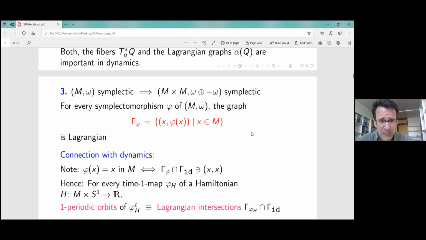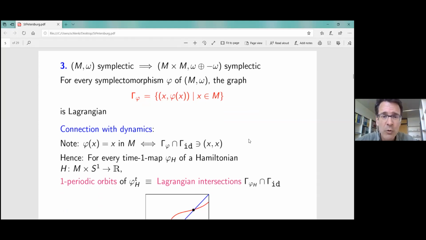And when you look at these graphs, you can sometimes view certain dynamical questions in a much more geometric way. So here is one of them. There are many other examples. You clearly see that a point x is a fixed point of the mapping phi if and only if the graph of phi, gamma phi, intersects the graph of the identity in exactly the point (x,x). Yeah, because phi of x equals x if and only if phi of x is x.